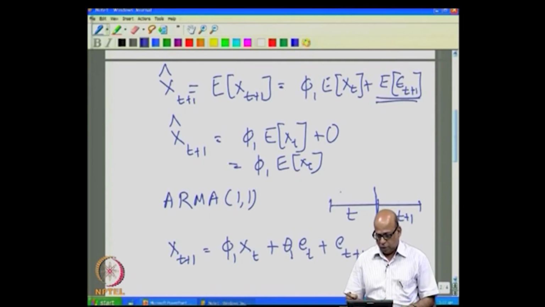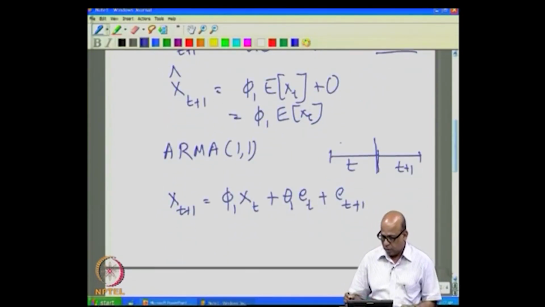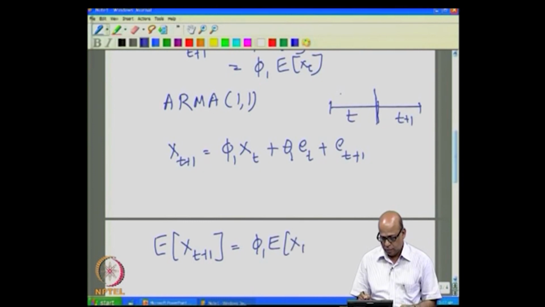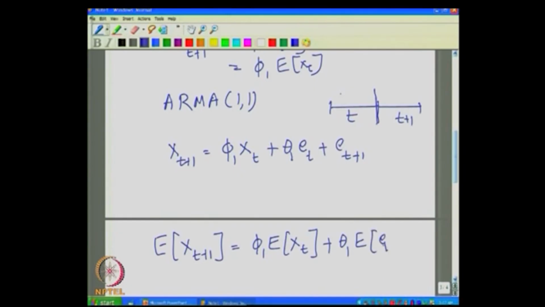Now, you would like to use this model for forecasting. As I said, what do we mean by forecast? Forecast is the expected value of the particular variable, streamflow in this particular case, for the next time period t plus 1. So, we take the expected value of x t plus 1. I will write that as expected value of x t plus 1 is equal to phi 1 expected value of x t plus theta 1 expected value of E t plus E t plus 1.